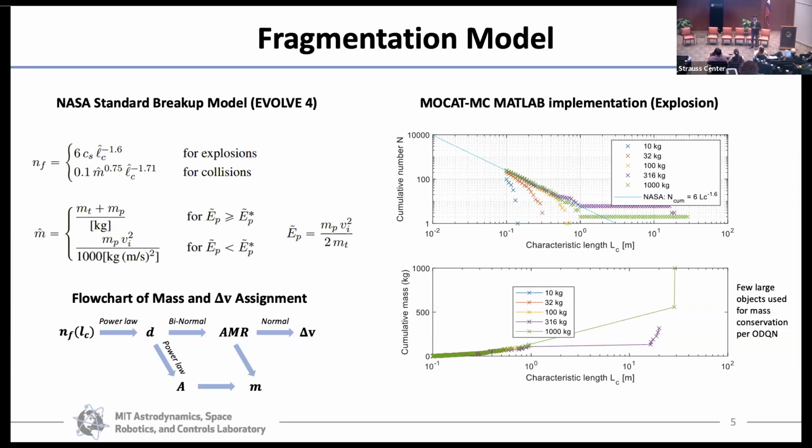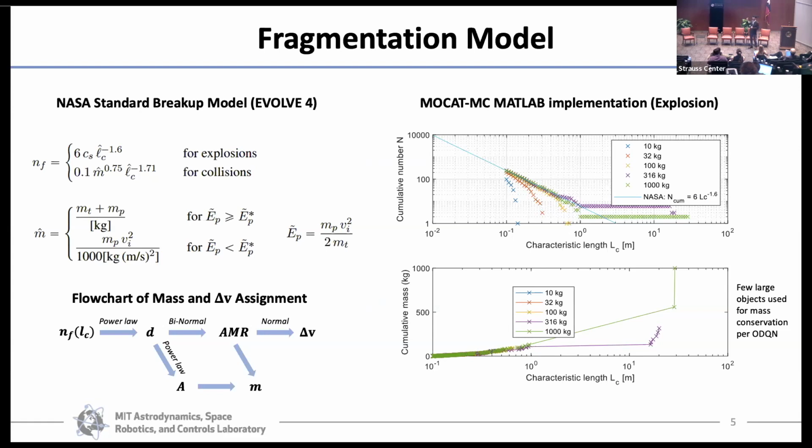For the fragmentation model, I'll just quickly talk about how we are implementing the NASA standard breakup model that a lot of people are using, also known as EVOLVE 4. We're currently using the collision model for this. So if you're given a characteristic length, you're able to see, for a given mass and a given delta V for collision, what kind of numbers and what kind of sizes of objects we see.